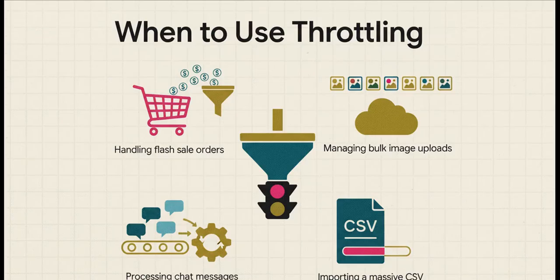So when do you bring in the traffic controller? You use throttling when you're dealing with a huge amount of good, valid traffic. The classic example is a Black Friday sale. Every single one of those requests is a customer trying to buy something. You don't want to turn them away. Or think about a user uploading 100 photos at once. It's all about managing legitimate traffic you absolutely want to keep.